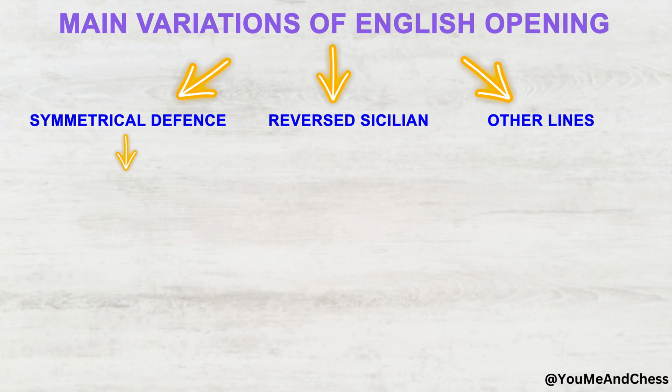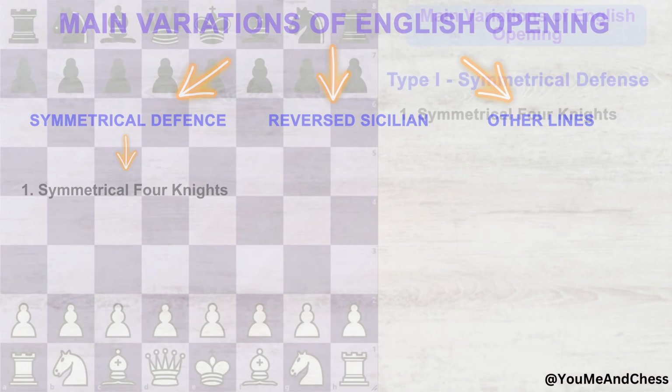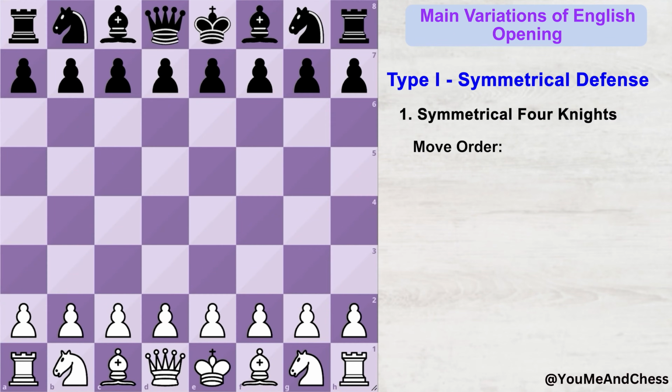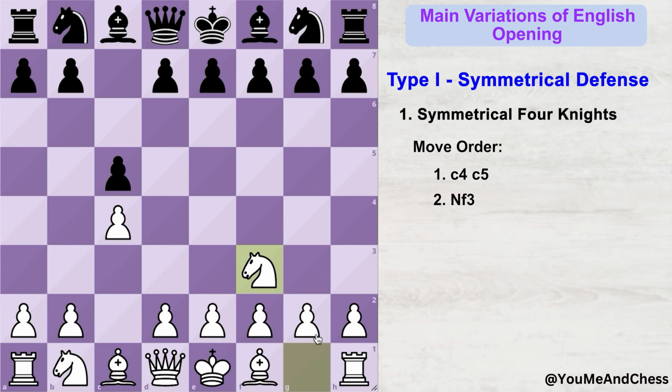The first one being the symmetrical four knights. So the symmetrical four knights variation starts with c4, black replies with c5, and now white plays knight to f3. The idea behind this move is that since black is taking control of the d4 square with his c5 pawn, white really doesn't want to let go of the control of this d4 square. So that is why white plays knight f3, developing a kingside piece and also taking control of this d4 square as well as the other center square, which is e5.